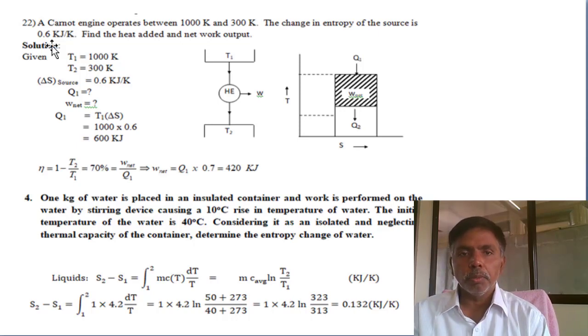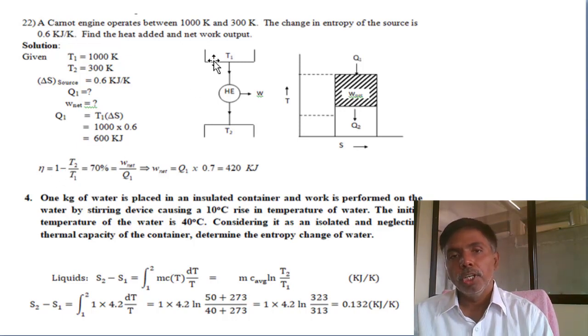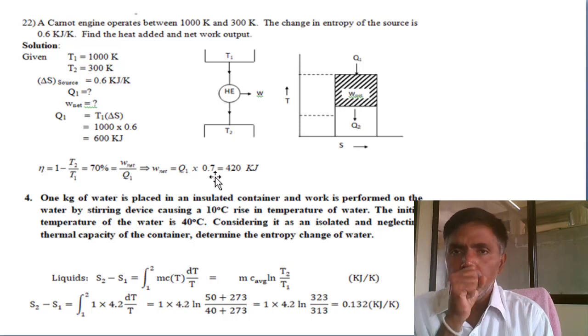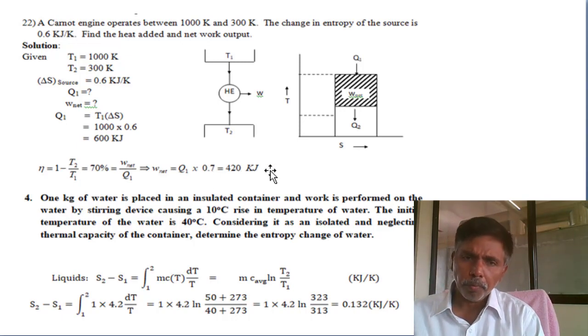So we want to determine dQ. Automatically dQ equals T1 into delta S. We can determine 600 kilojoules is the heat supply. Efficiency you can calculate because you know the source and sink temperature, then 70% efficiency. One more equation for efficiency: net work output by heat input. Then work output equals heat input into efficiency. Simple problem.